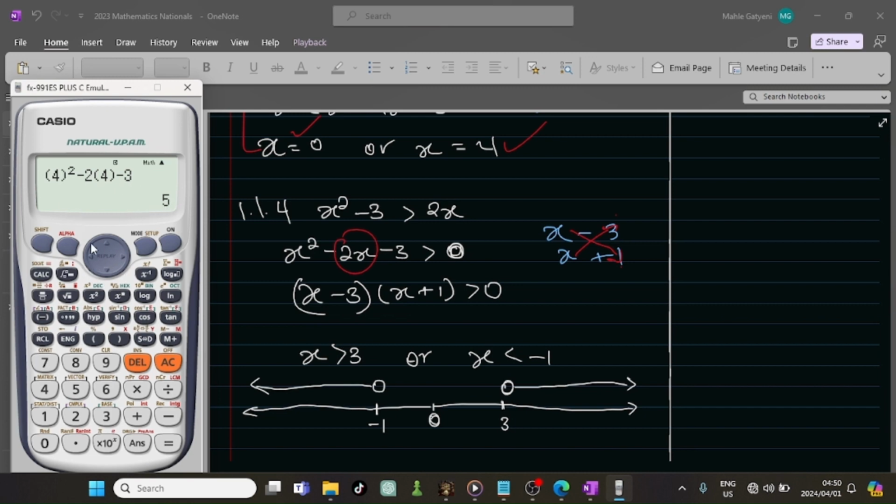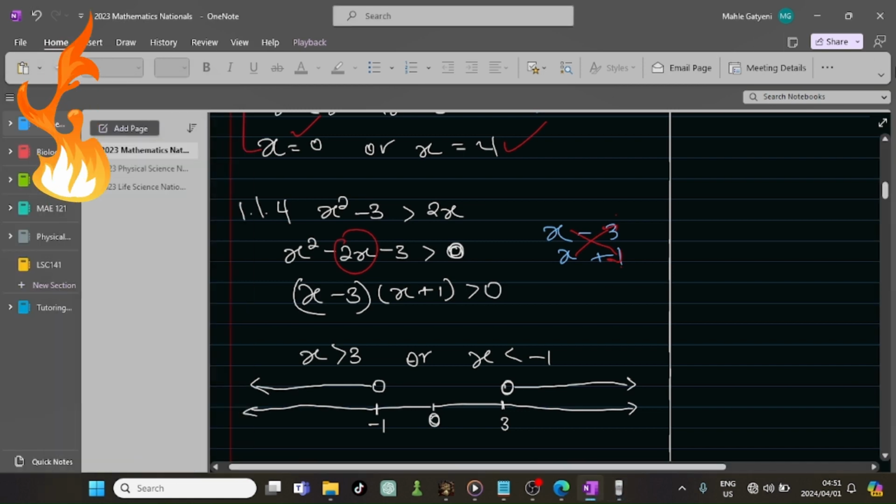So let's try a value that is less than 3. Let's put 2 here, which means it does not satisfy our equation, right? So let's try to prove minus 1 then. Let's try to prove the fact that if the value of x is less than minus 1, let's put minus 2. Again, the product does respect our equation, guys. So this is correct.